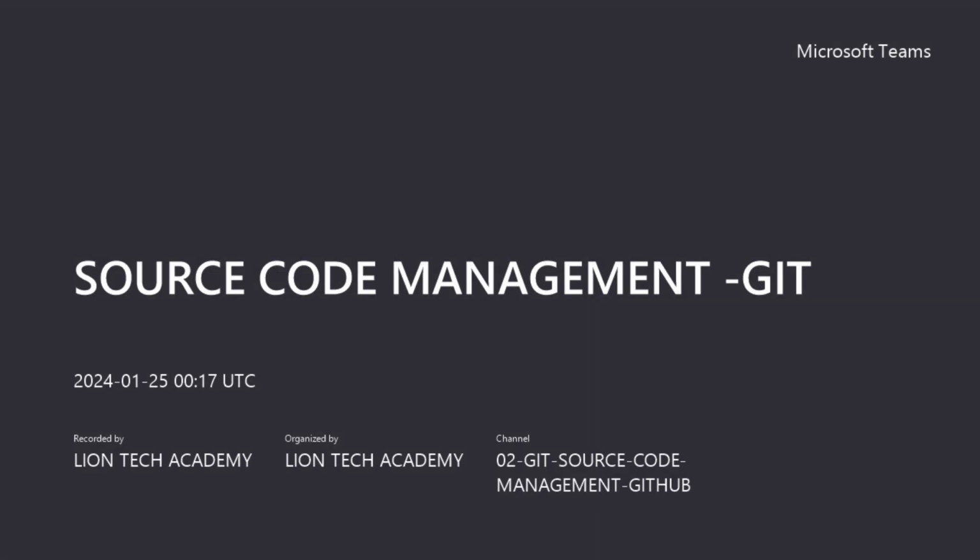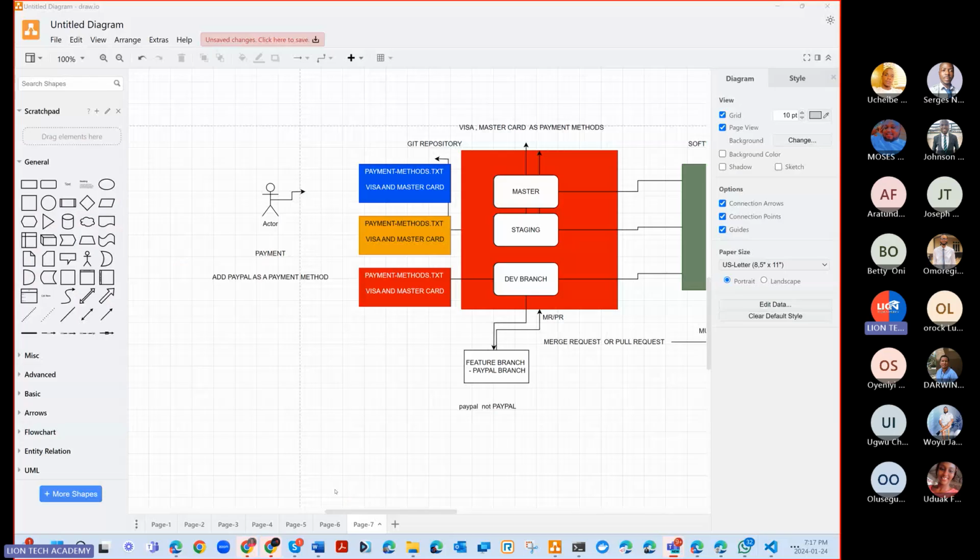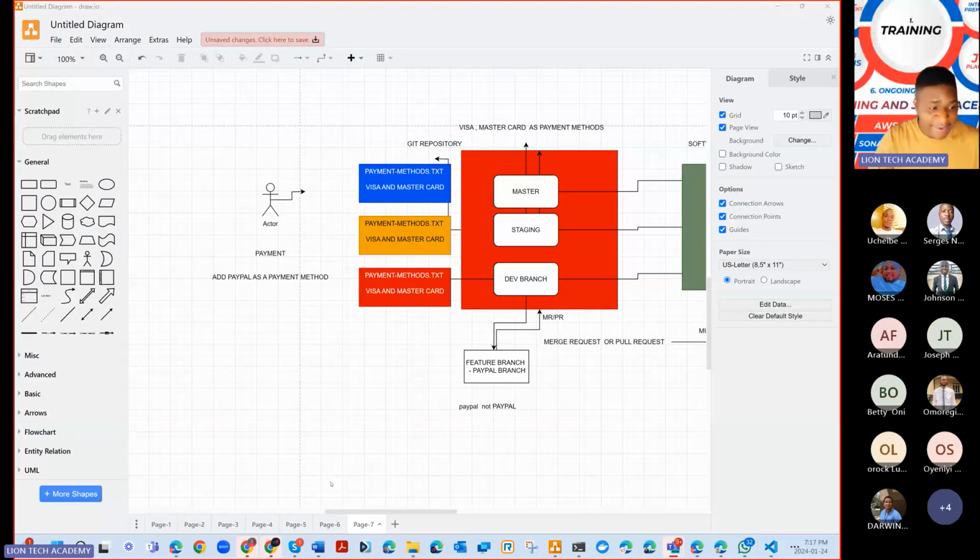Okay, we'll do a live demo, just to lay a foundation on where we are going, right? At the end of this program, you should be able to describe how you implement CI/CD, continuous integration and continuous delivery or continuous deployment. Now, what is the difference between these two? First of all, what is continuous integration?